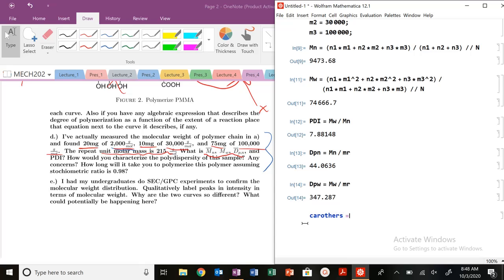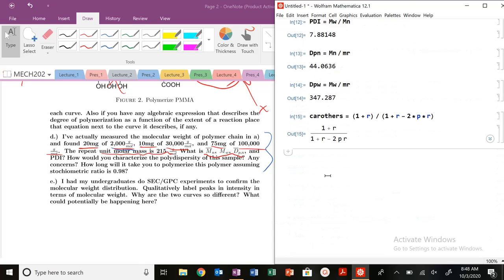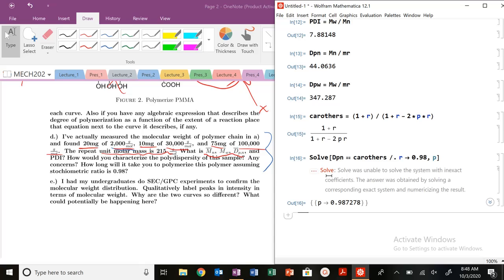So we know that Carothers is DPn is equal to 1 plus r divided by 1 plus r minus 2 times p times r. So that's my Carothers equation. Carothers is solving for DPn. So I need to solve for when my DPn equals my Carothers, where r goes to 0.98. So I'm just substituting in for the Carothers. How long is it going to take me to polymerize this polymer, assuming this stoichiometric ratio? I want to solve this for p, the extent of my reaction. And I get 0.987. So I've waited a decent amount of time.